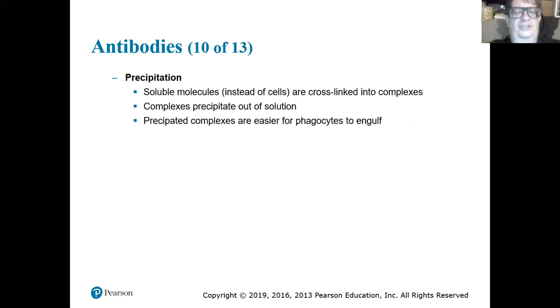All right, precipitation. Soluble molecules instead of cells, cross-linked into complexes, so they're big and they fall out of solution. Venom, I talked about snake venom, and you get the anti-venom shot. What they're actually giving you is passive immunity. They're giving you immunoglobulins. This is a good example of that.